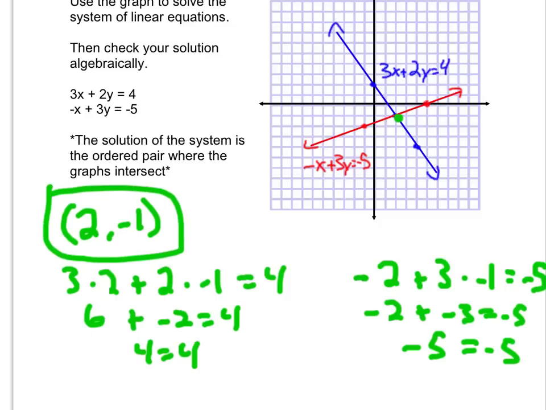If you're told to check it algebraically, you need to make sure you show this works. So plug it into both equations and solve them down. And yes, solve them step by step like I did. Don't take any shortcuts. Alright?